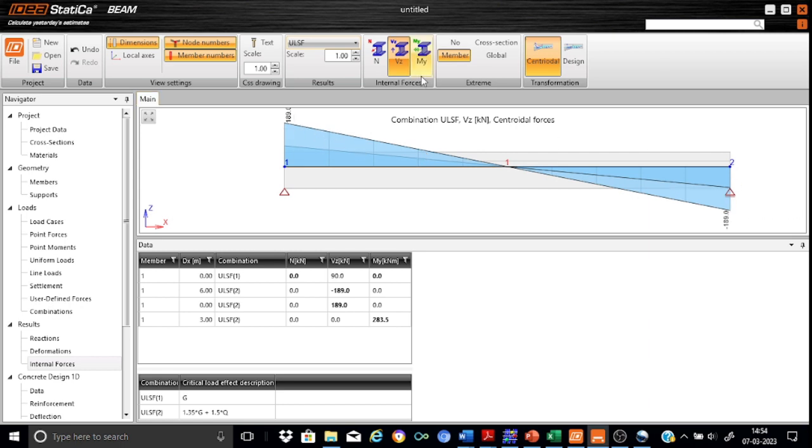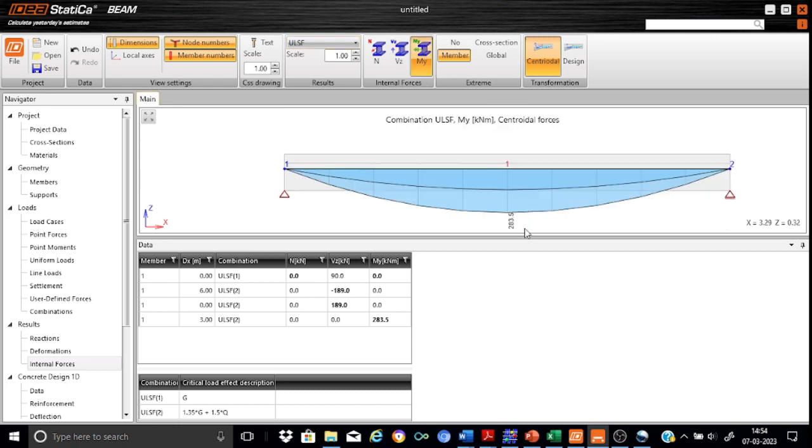Similarly, we can also see the variation of the maximum and minimum bending moment diagram. You can see that corresponding to the ULS the maximum moment reaches 283.5 kilonewton meter, and all those values are also indicated in the table below. Below you can also find the critical combinations, for example ULSF2 is 1.35 G plus 1.5 Q. Okay, fine. So this means that we are comfortable with all the loadings, all the load combinations, and all the obtained internal forces in terms of the shears and the bending moments. We are ready to proceed with the concrete design.